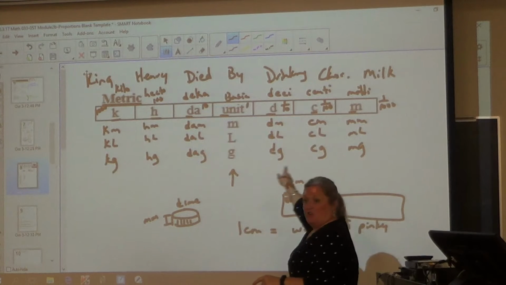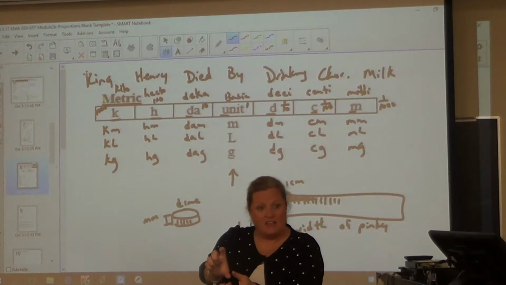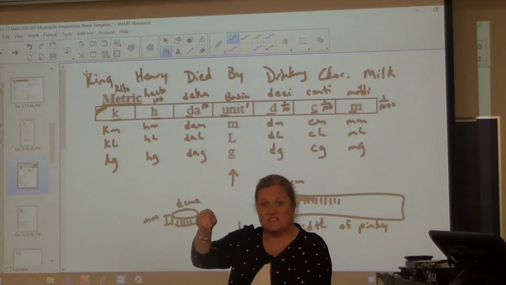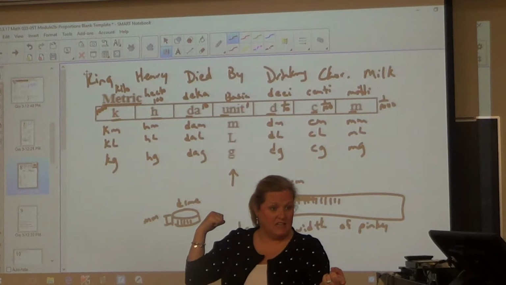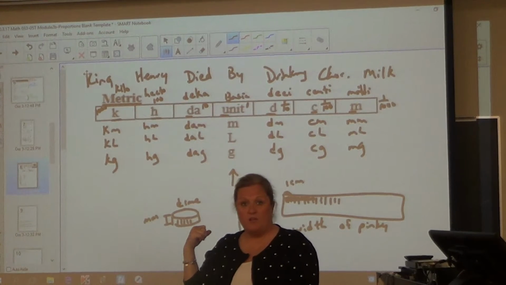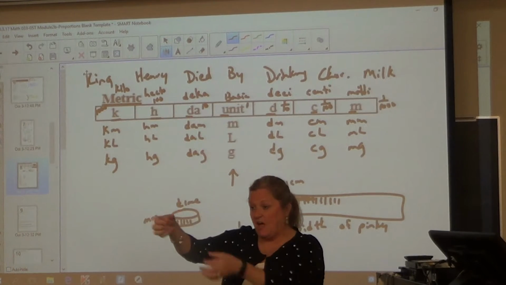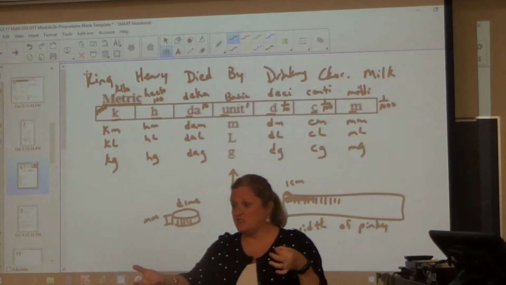A milliliter, those of you who have kids, that little syringe thing that you suck medicine up and put in their mouth, that's in terms of mLs, milliliters. If you don't have kids and you take NyQuil, the little cap that goes on the top that you pour it in, that's in terms of mLs, milliliters.